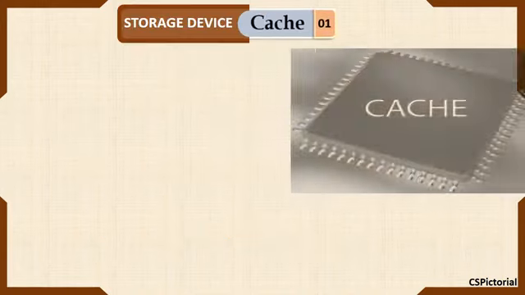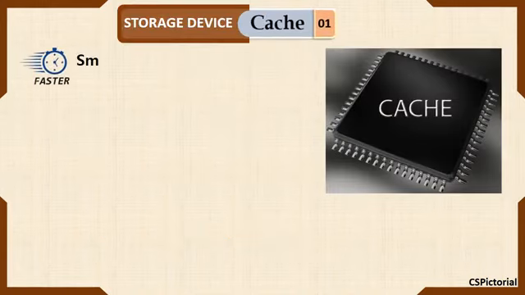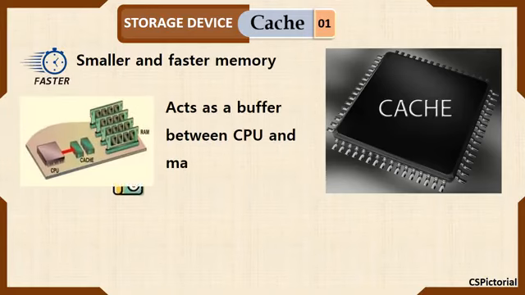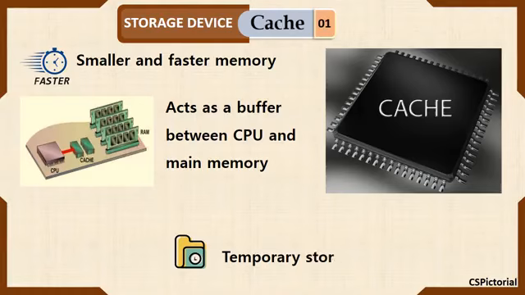The cache memory is the chip that resides on the motherboard. This is the fastest memory. It acts as a buffer between the CPU and the RAM. The cache memory holds only the data that the CPU is currently working with. It is very expensive.